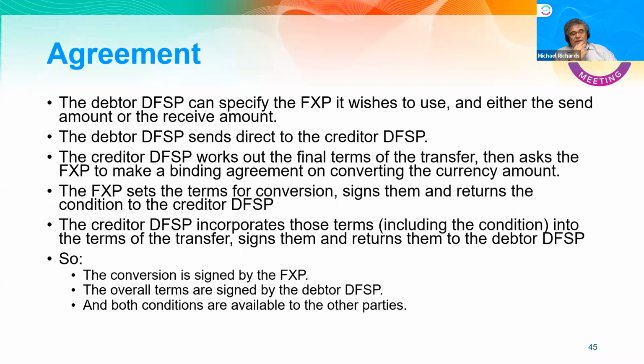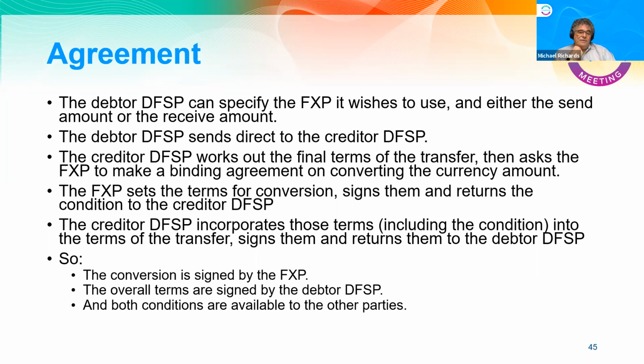So in the agreement phase, the quotation phase, the debtor DFSP can specify which FXP it wants to use, and either the send amount or the receive amount. The debtor DFSP then sends directly to the creditor, to the payee. The creditor DFSP works out the final terms of the transfer and then asks the FXP directly to make a binding agreement on converting the currency amount, which is now fixed. The FXP sets the terms for conversion, signs them, and returns the condition to the creditor.